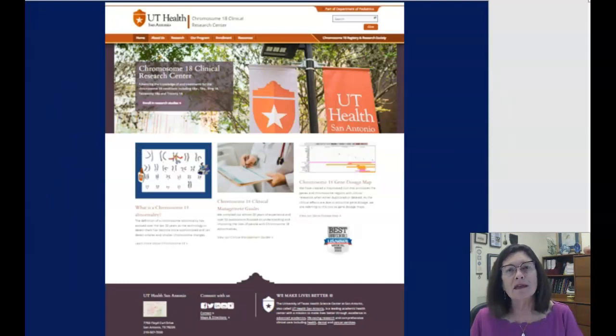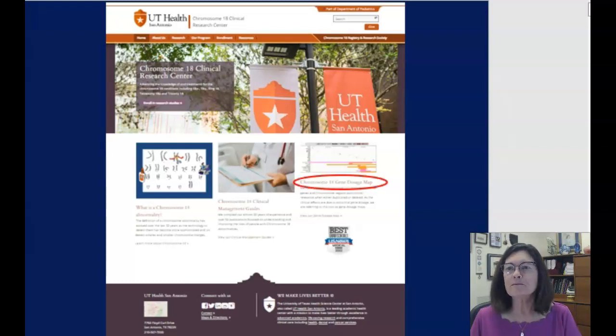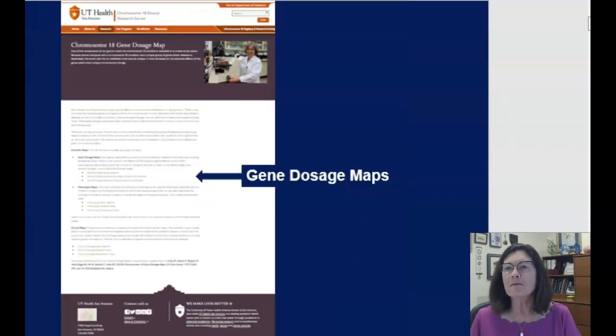So how do you make an individual syndrome description for yourself or a loved one with a chromosome 18 condition? We've created a website that you can use, and here's our website for the Chromosome 18 Clinical Research Center. You go to the part that says Chromosome 18 Gene Dosage Map. And when you go to that page, you'll see that there are 3 types of maps. Let me explain the one you really want to care about. The first ones here are the gene dosage maps. There's one for deletions and one for duplications.